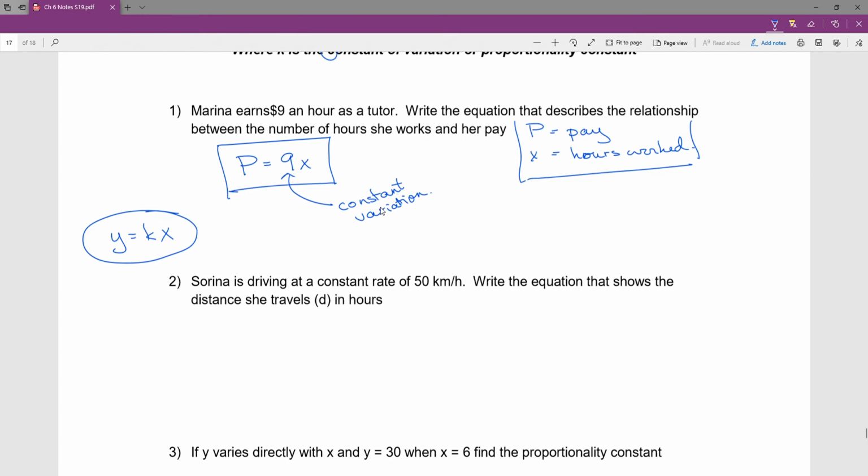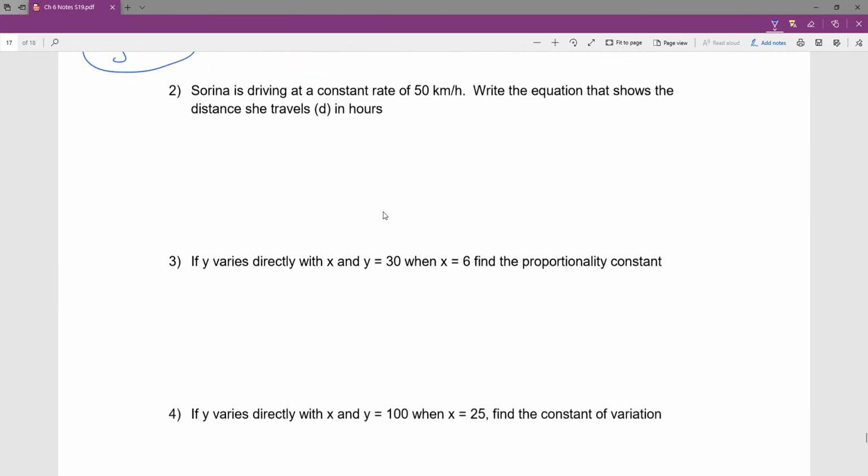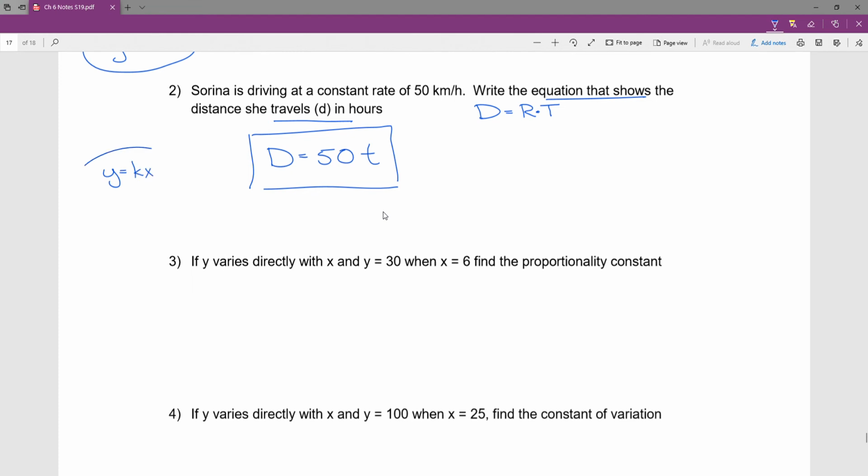So another one here. Serena's driving at a constant rate of 50 kilometers an hour. Write an equation that shows the distance she travels an hour. So we know that distance equals rate times time. And in this one, we don't necessarily know her distance. We don't necessarily know her times, but it would fit the linear equation that distance equals 50 times the time that she travels. And so that would be the equation that shows the distance she travels in hours. And again, it fits this y equaling kx as a generalized equation in math with direct variation.